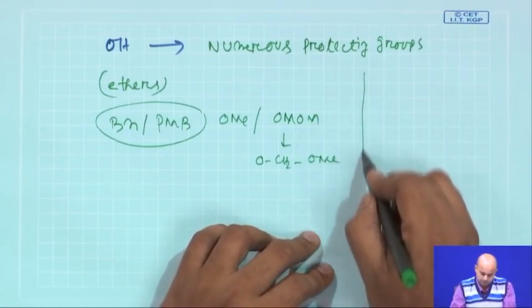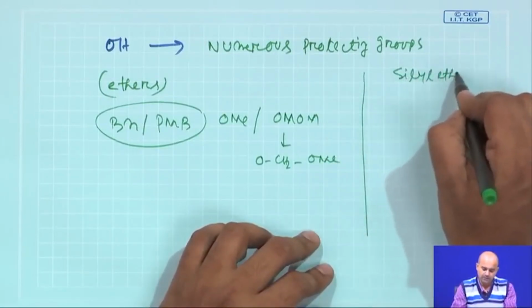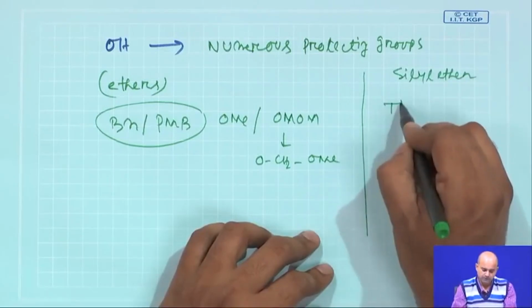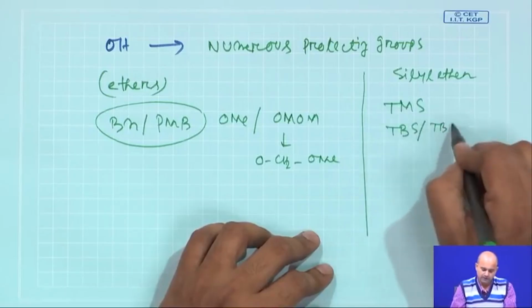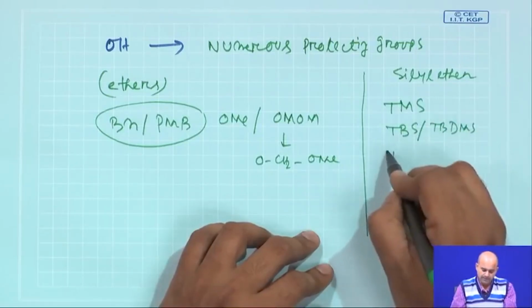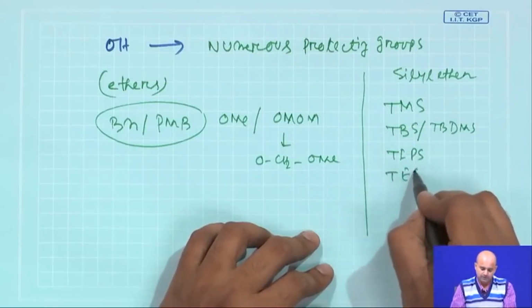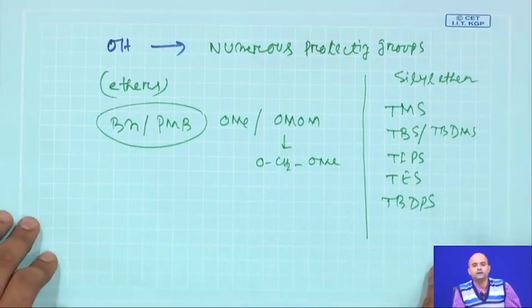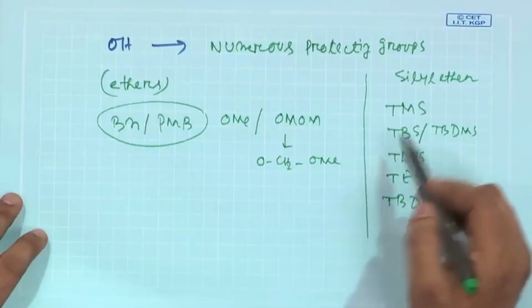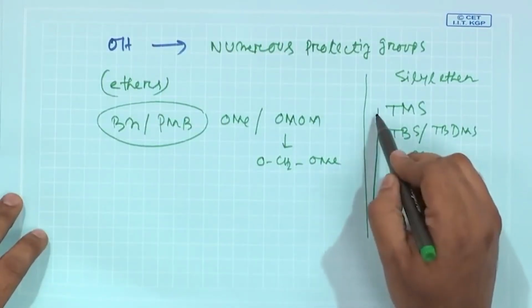Then your silyl ethers. You have many silyl protecting groups: TMS, trimethylsilyl; TBS or TBDMS, as I said; TIPS, triisopropylsilyl; TES, triethylsilyl; and TBDPS. Now, these protecting groups are basically chosen based on their stability under certain conditions. The groups have been written in this order for that reason.